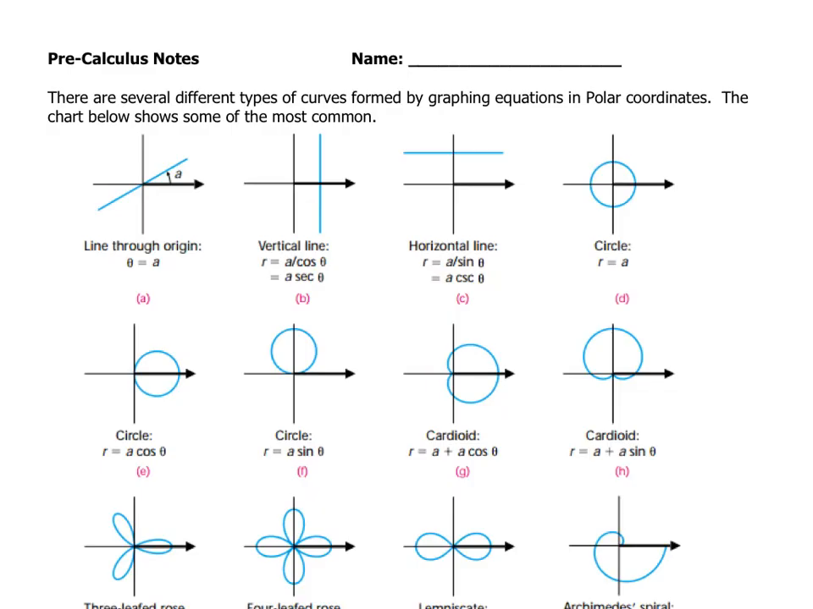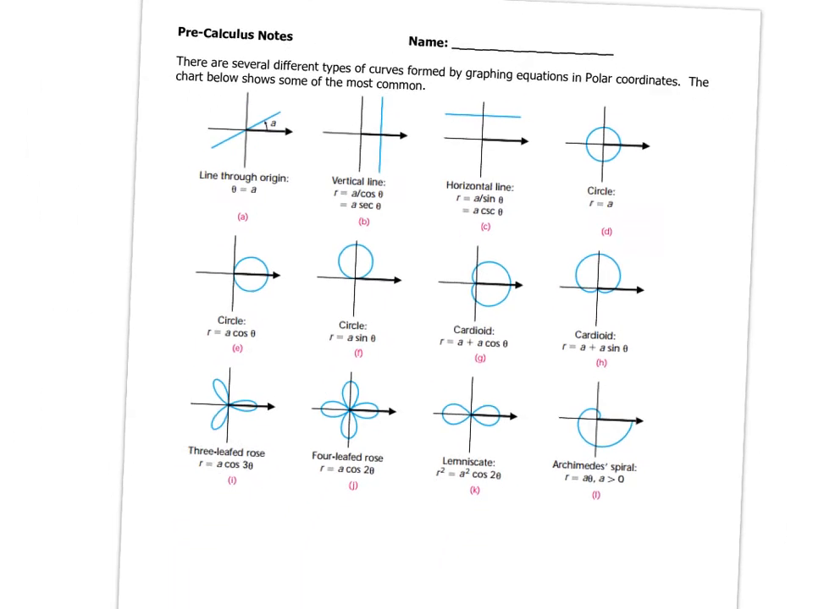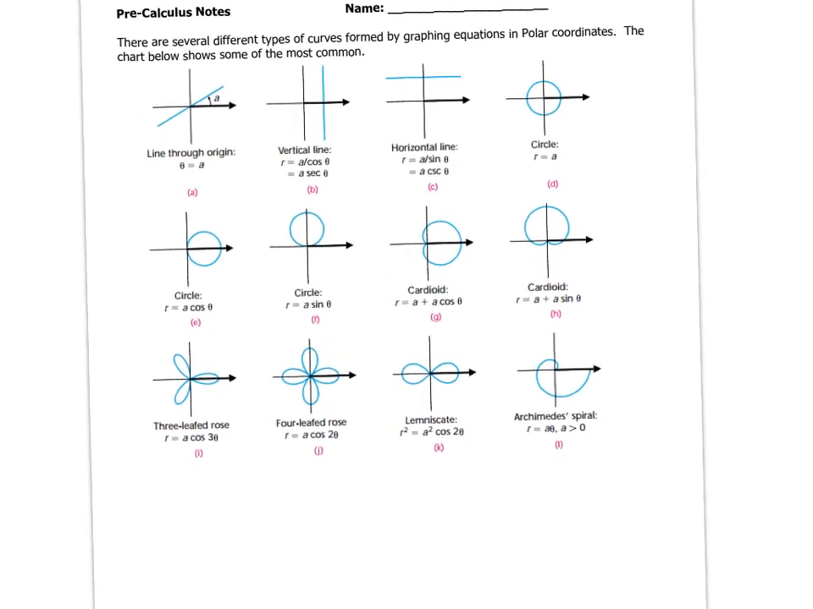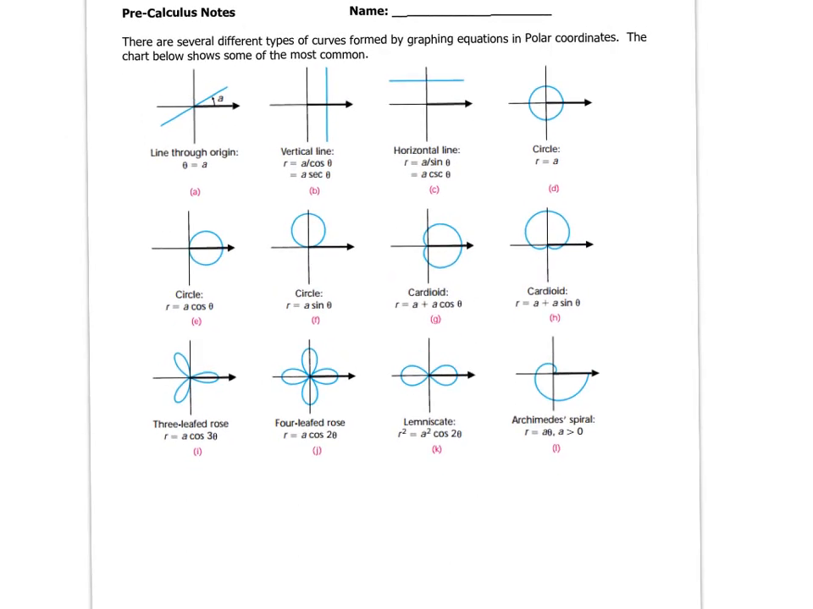Next thing, and really the last thing here. There are several different types of curves formed by graphing in polar coordinates. So I just went ahead and put in a graphic that shows you a couple of the most common, the cardioids, the roses, different things.